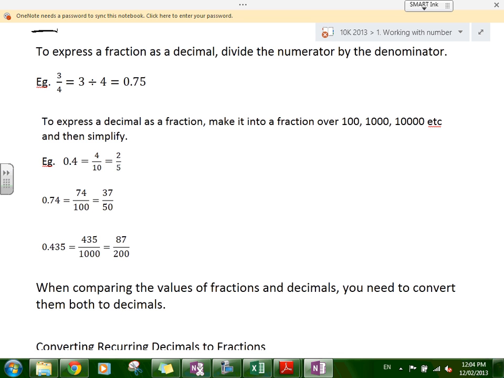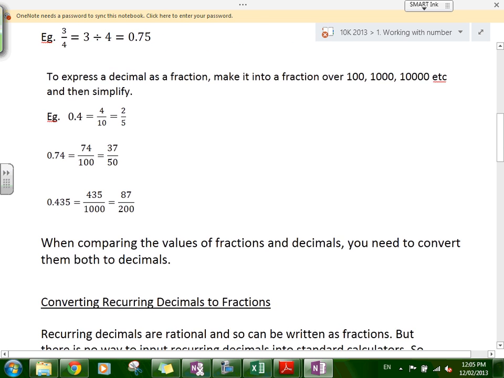I think we looked at this last time, so it should be familiar. You're just putting it over a power of ten. If it's 1 decimal place, it's over 10. If it's 2 decimal places, it's over 100. If it's 3 decimal places, it's over 1,000. If it's 4 decimal places, it's over 10,000. And then you simplify. Worst comes to worst, type in the decimal, press equals, press the fraction button, and it will do it for you.